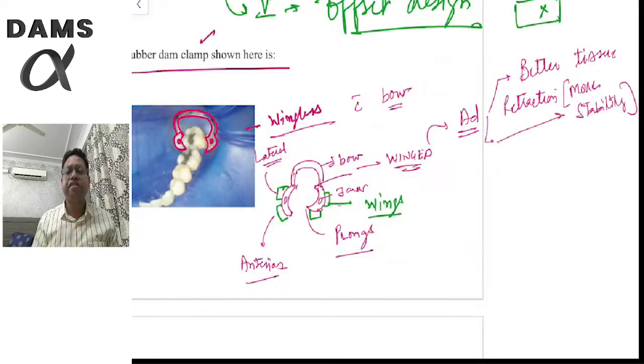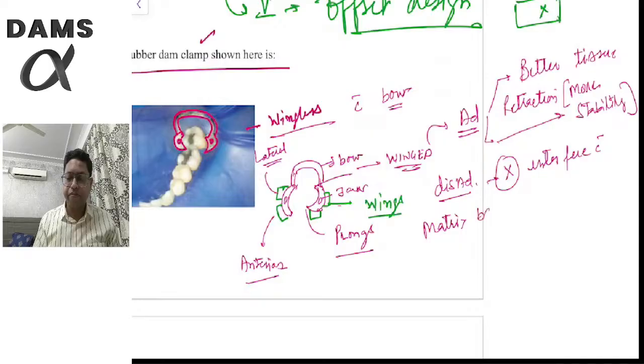So these are the 2 prominent examples of these advantages of winged retainers. If we talk about the disadvantage of winged retainers, definitely they interfere with matrix band placement. We know that matrix band is something that creates a temporary wall for the condensation or placement of restoration. So these matrix bands usually encircle the tooth either 180 degrees or 360 degrees. So these winged retainers, because of the wings present, they interfere with the matrix band placement.